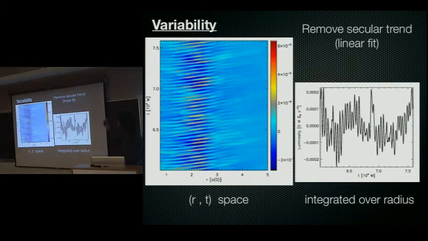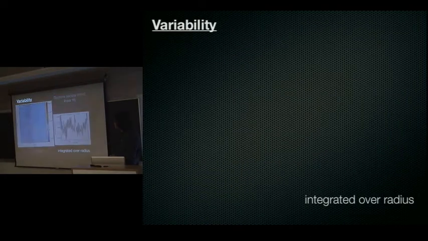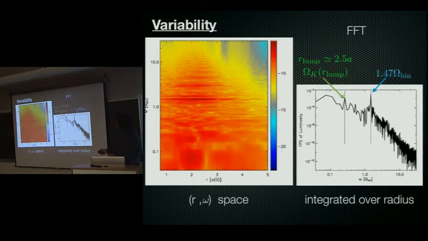Window it, you remove the linear fit to it, you get this trend. So this here, on the right hand side, I have average and radius. This is radius, which is time. Take an FFT, you see a bright spot form with a frequency of 1.47 times omega bin, which is a curious number. And it's not 1.5, it's not 2, it's not 1. So where does it come from?